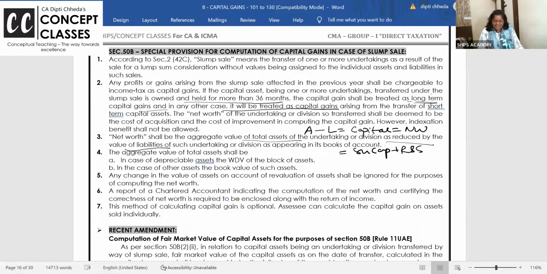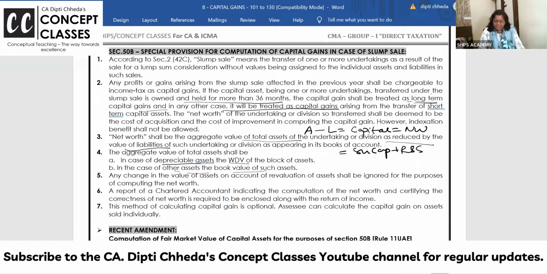While taking total assets, depreciable assets should be taken at WDV and other assets should be taken at book value, not fair market value. Any change in the value of assets on account of revaluation of assets, ignore it. So if you have revalued the assets, bring it back to its book value. I'll apply this. Are you underlining the clue words as you're reading with me? See, held for more than 36 months, long term. Total assets, reduced by liabilities. Depreciable asset, take WDV. This is like a booster note only, dear students. And other assets, book value. Any change in revaluation, ignore.